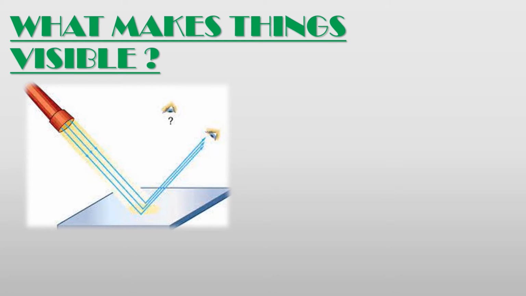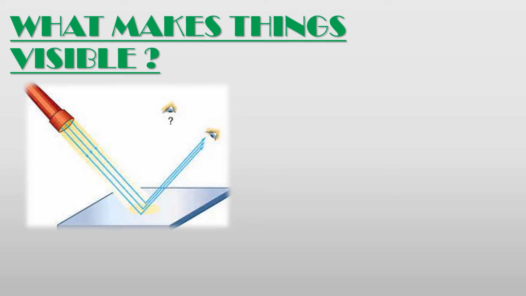We know that at night, when we switch on the bulb, everything in the room becomes visible. But nothing can be seen when the bulb is off. During the day, we are able to see the world around us due to the light from the sun. But exactly what makes things visible? When a light falls on an object, it reflects back in the same medium. This reflected light, when received by our eyes, enables us to see things.